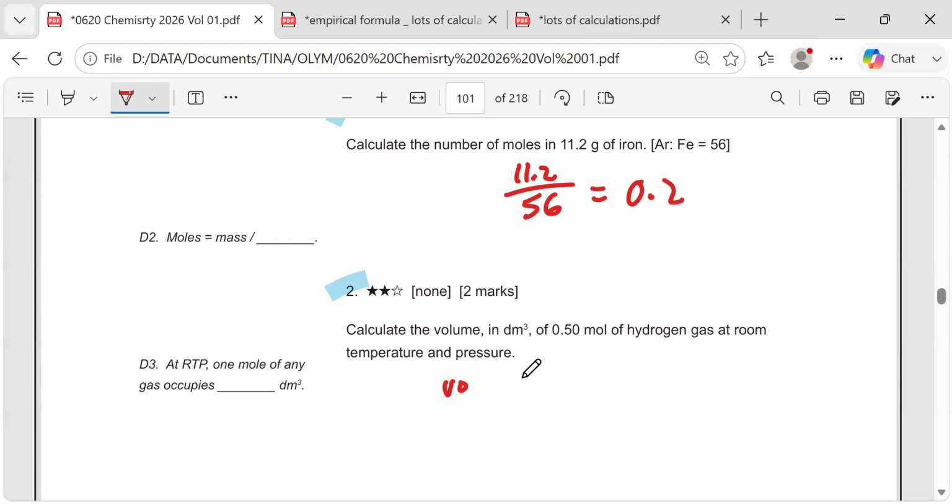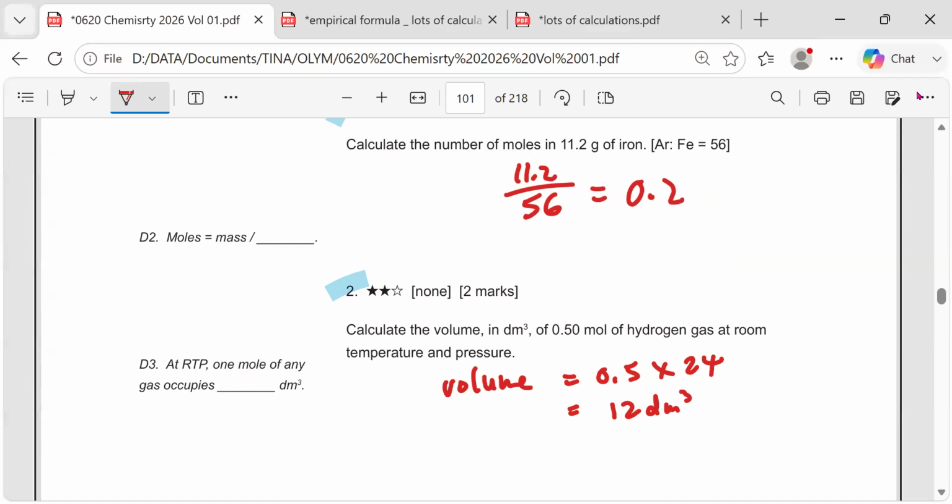Volume is moles times decimeter cube molar volume. So it's 12. So remember, you only have three formulas. You only have three formulas.